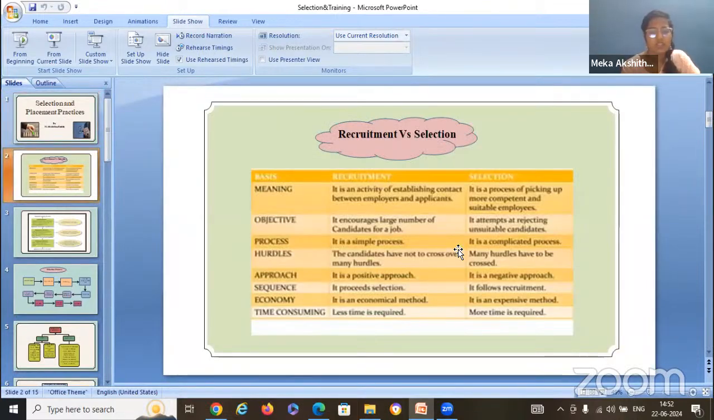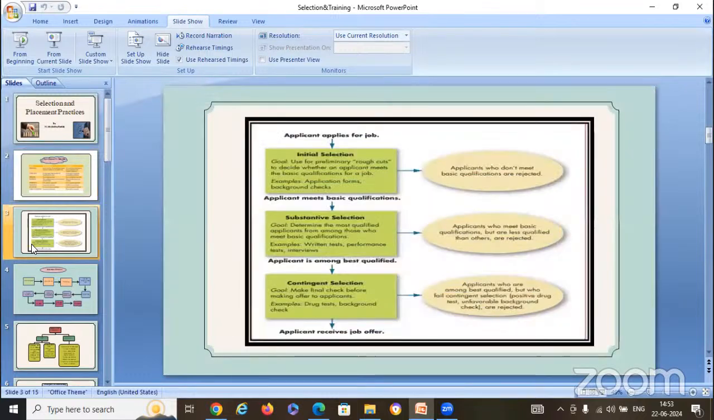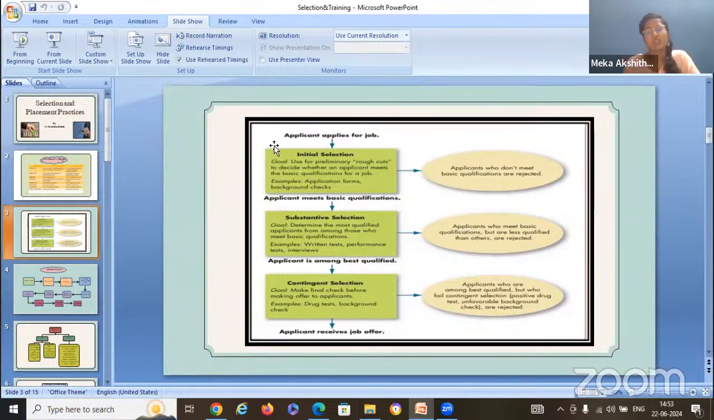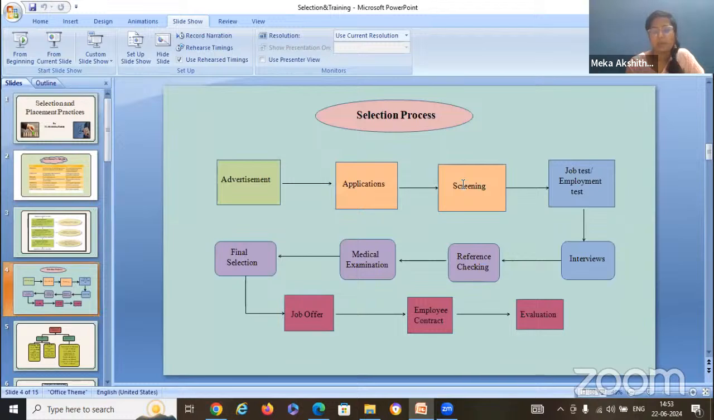So this is the difference between recruitment and selection. Then these are the stages, how the stages go on: initial selection, substantive selection, contingent selection. All that we have discussed comes under these stages. The application and the screening come under the initial selection stage. The job tests and interviews come under the substantive selection stage. Reference checking, medical examination, and final selection come under the contingent selection stage. That is the reason I have highlighted them with different colors, because they come under different stages.